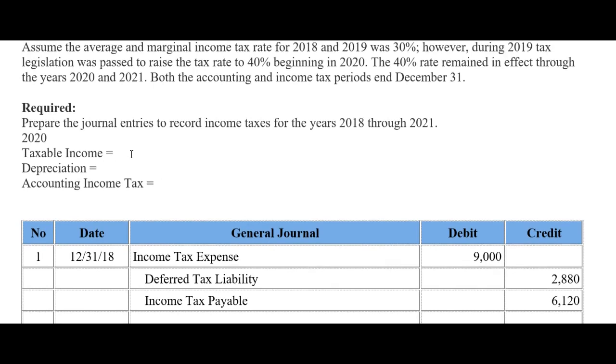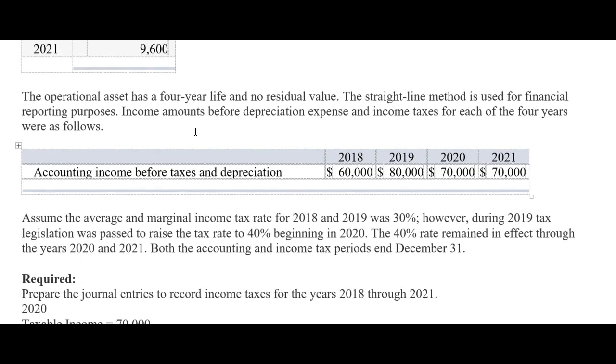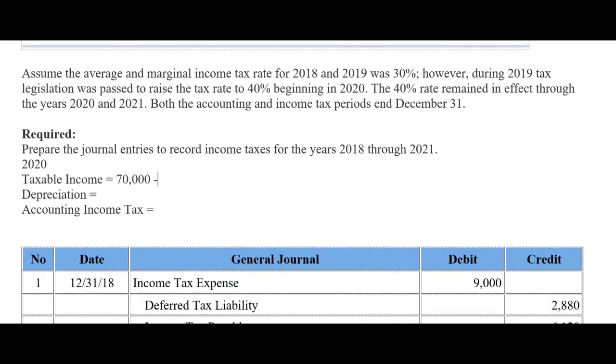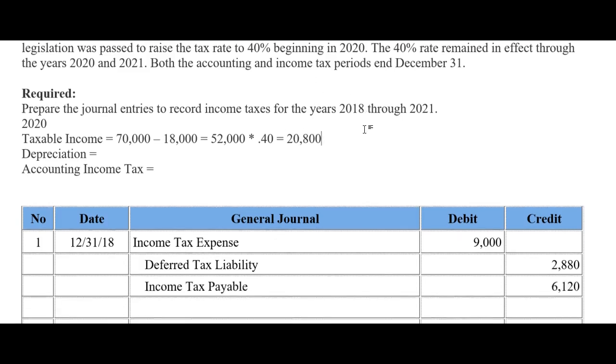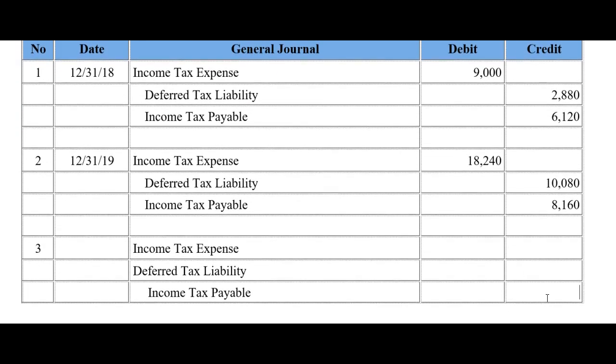Well, again, go back to taxable income. This year, we earned 70,000. So again, you can look back up here. It says 70,000 for 2020 there. Again, that was before depreciation. So we're going to back out the 18,000 in tax depreciation, right? What we can deduct on our tax return. That gives me taxable income of 52. Again, our new rate for this year and next year is going to be 40%. So that gives me a total of 20,800 in income tax that we have to pay to the government. So that's my income tax payable, 20,800.